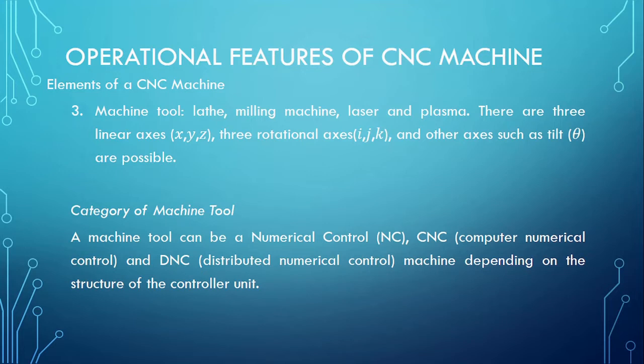Now, for an NC machine, the MCU, which is the machine control unit, is a tape reader. So whenever a new part is to be machined, or whenever a new program is to be run on such a machine, the punch tape must be read.